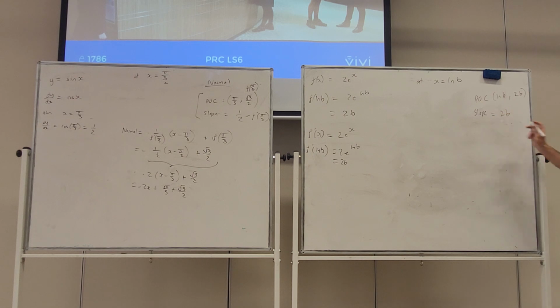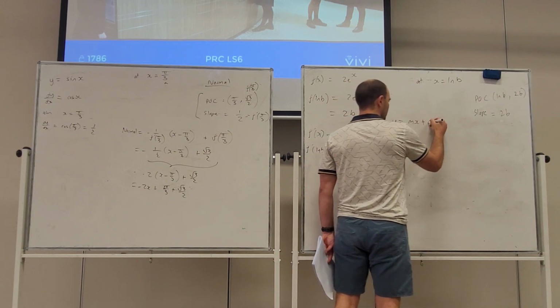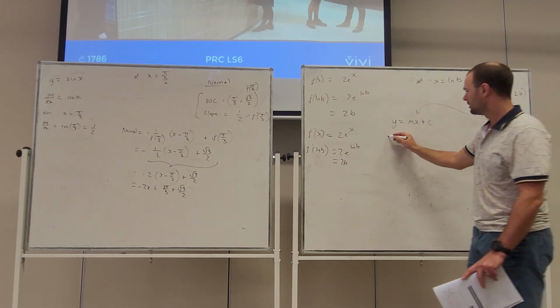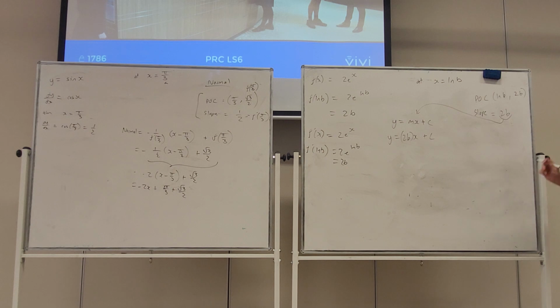So we've got the point of contact and we've got the slope. We can find the tangent now using any procedure you like. Okay, you can use the formula, you can use general form, or we can just find the equation of a line. So let's go for my favourite, y equals mx plus c. That's the equation of a line. We've got the slope is 2b. So we're going to take that and chuck that where the m is. So we're going to have y equals 2bx. I'm going to put it in brackets just to keep it a bit neater. y equals 2bx plus c. And we know when x is ln b, y is 2b.